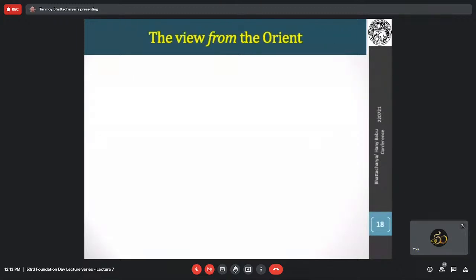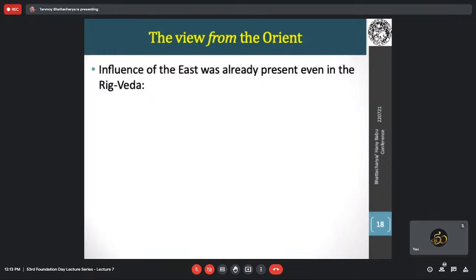Now, let us look at other small pieces. Now, this is the view from the Orient, not the so-called Orientalist. I earlier referred to Suniti Kumar Chatterji's book, and I don't know if you can see my book here. This is the book, Origin and Development of the Bengali Language. It's a thesis turned into a book as early as 1926. The work was done at the University of London, but it's a great book and we all refer to it all the time. There, Suniti Kumar Chatterji shows evidence of the influence of the East that was already present even in the Rigvedic time, so around, let's say, 1500 BCE.